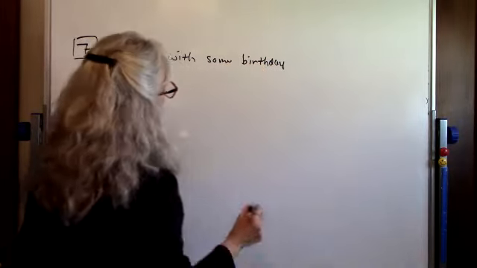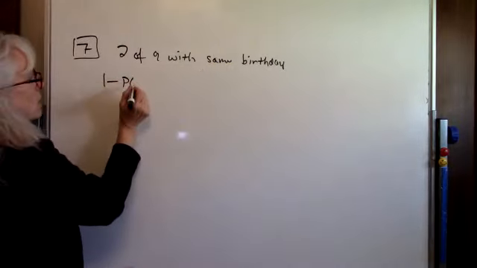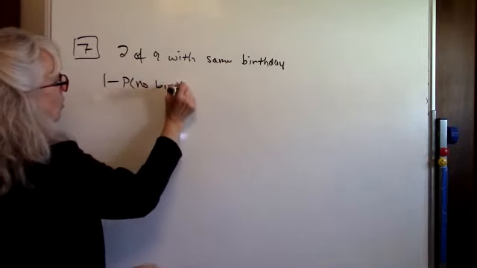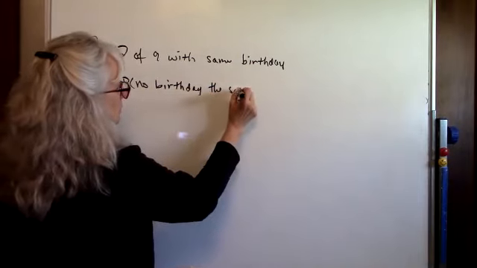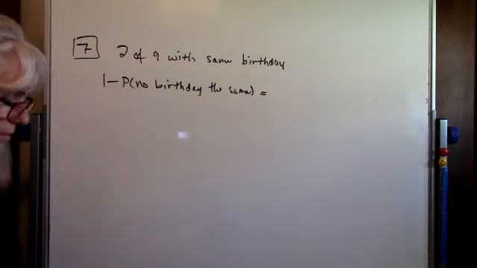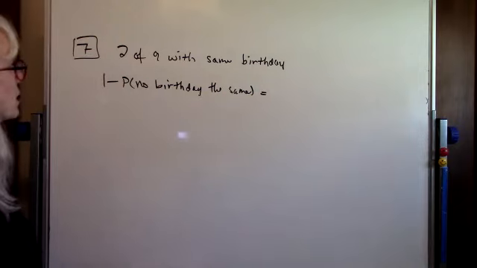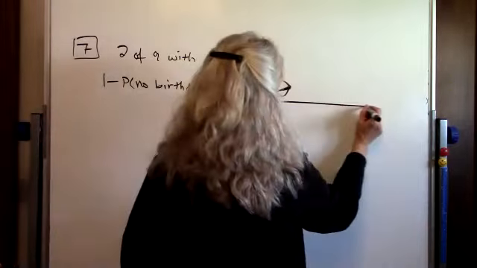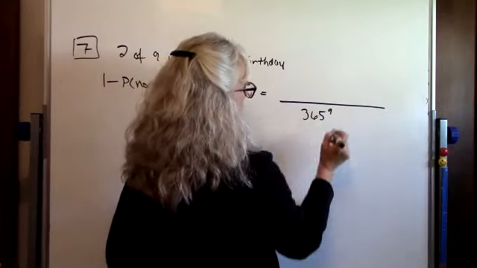I'm going to do this as a complement because it's just easier. So we're going to do 1 minus the probability that nobody has the same birthday. So no birthday the same. Because I think it's an easier way to tackle it. So let's first of all figure out, well, how many birthdays are there amongst 9 people? So we know that there are 365 days in a year. So we're going to do 365 to the 9th power.